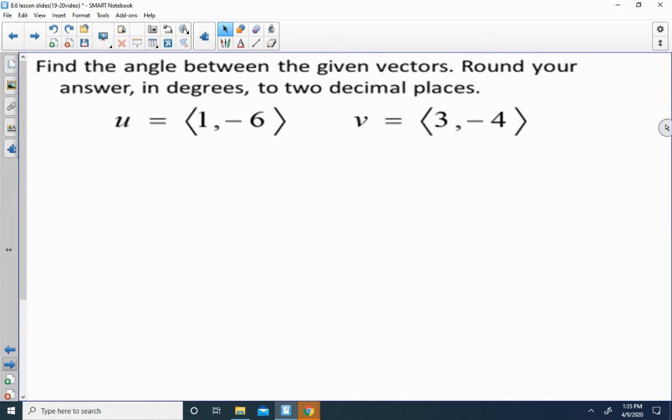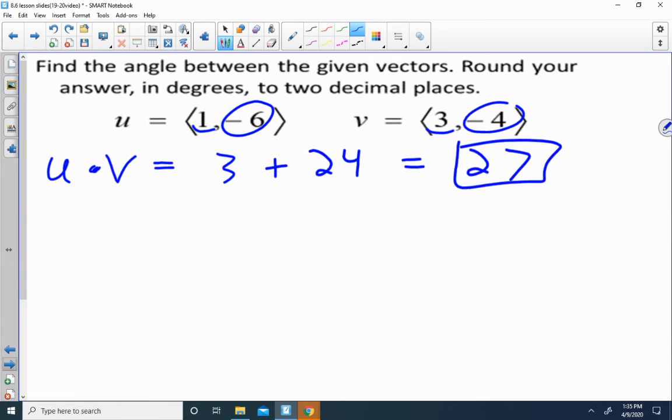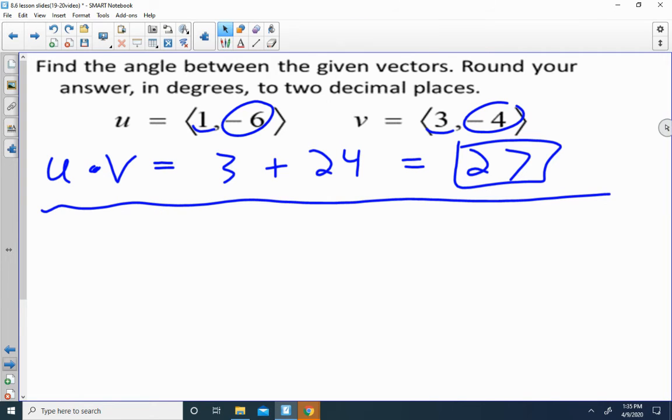Okay. So now we need to find the angle between these two vectors. Let's first find the 3 key parts. The first key part is that I have to find the dot product of these two vectors. So multiply the first numbers, you'll get 3. Multiply the second numbers, that will give you 24. And then add the 2 results, and you'll get 27. Awesome. That's the first part.